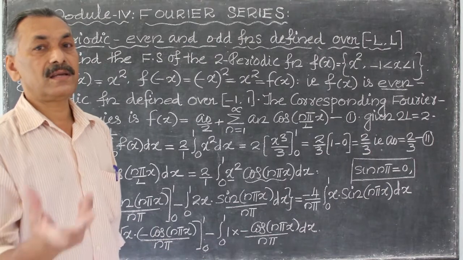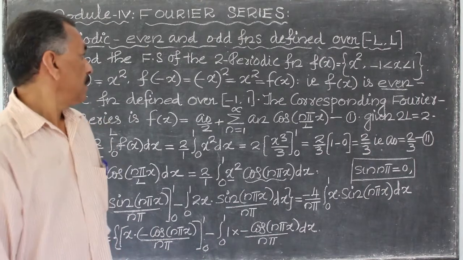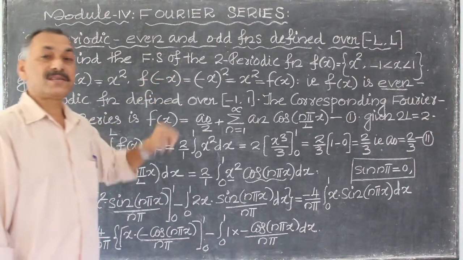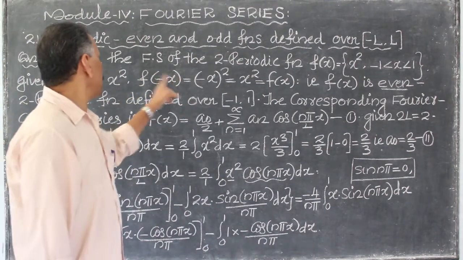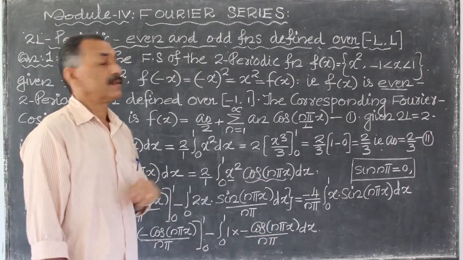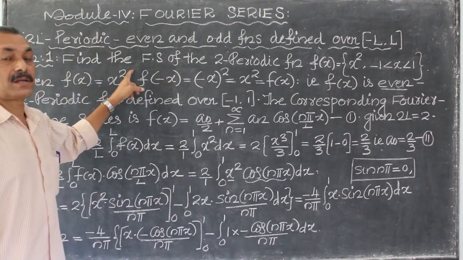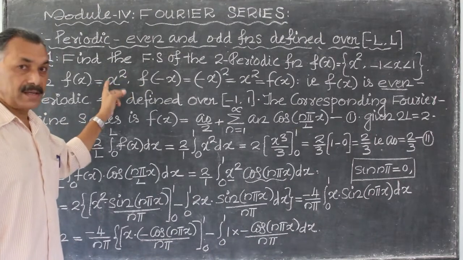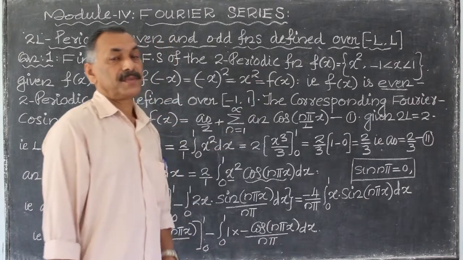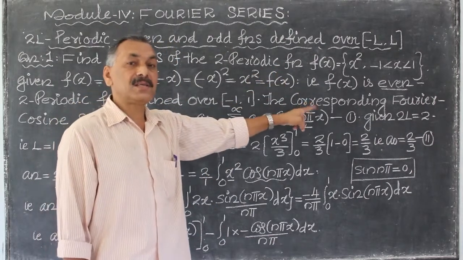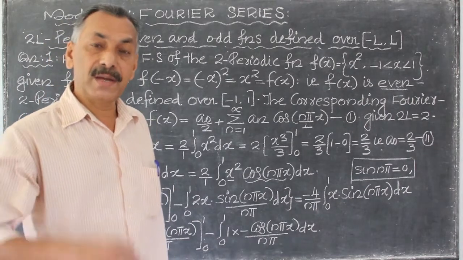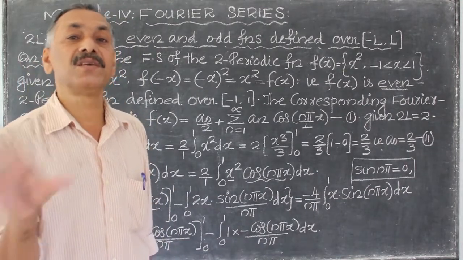Like 2l in the other case, here l is equal to 1. Given f of x is equal to x square, what is f of minus x? f of minus x is equal to minus x in the square, which is x square. But f of x is equal to x square. So x square is equal to f of x. That is, f of minus x is equal to f of x, the value for plus x is the same as for minus x. That means the function f(x) is even.